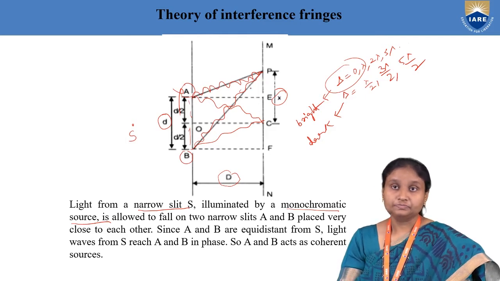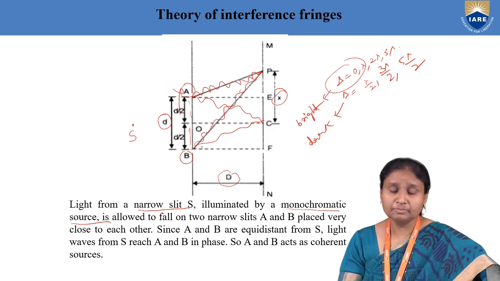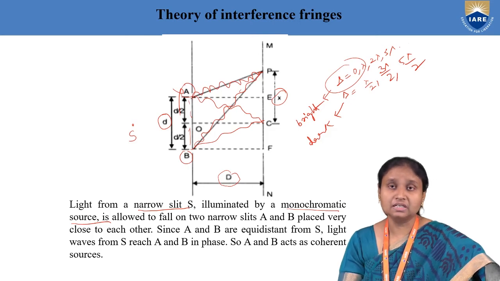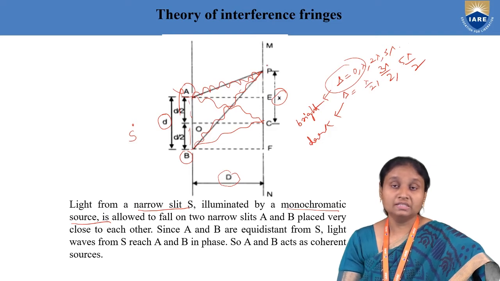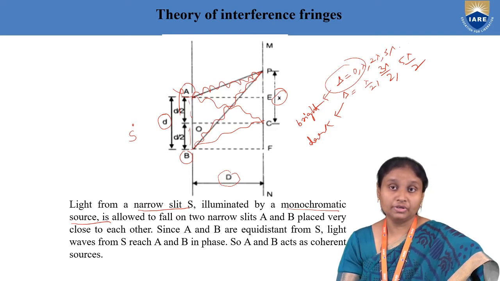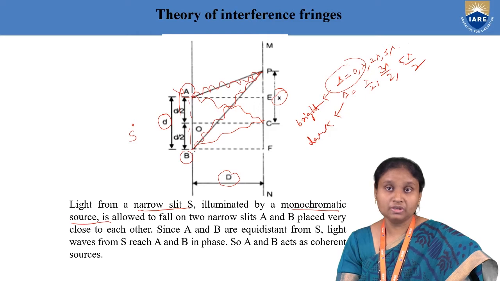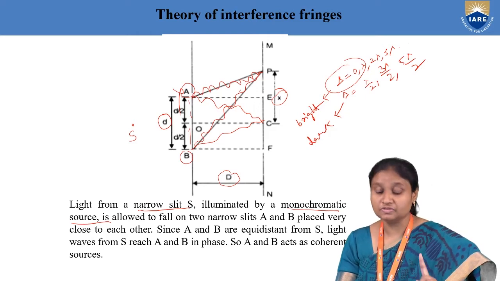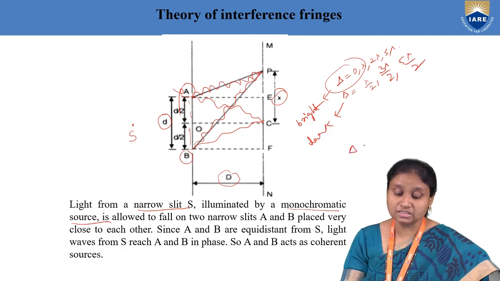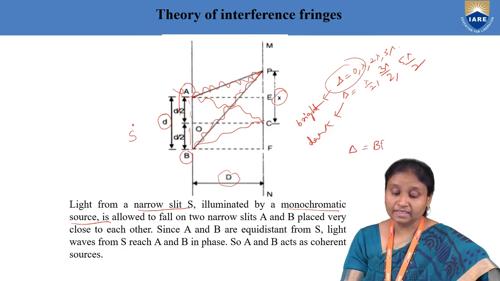So for that, what is the path traveled by the wave which is starting from the point A? That path traveled is AP. And the wave which is starting from the source B, what is the path traveled? It is BP. So what is the path difference between those two waves reaching point P? That path difference is given as BP minus AP.